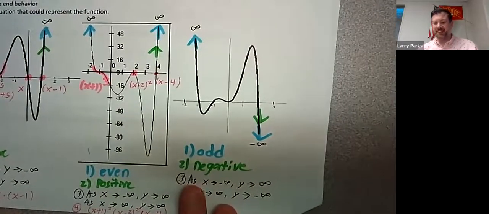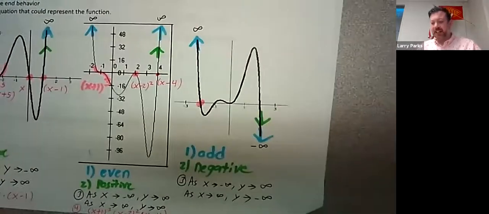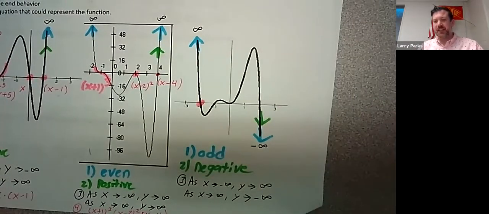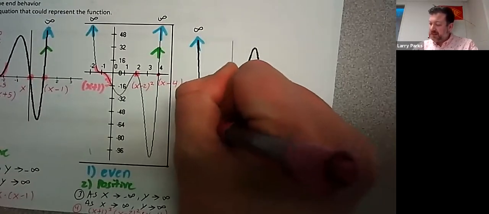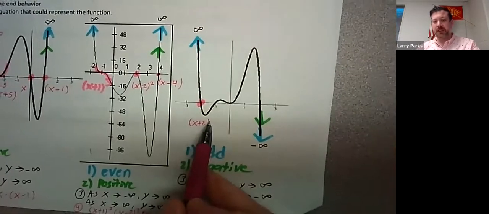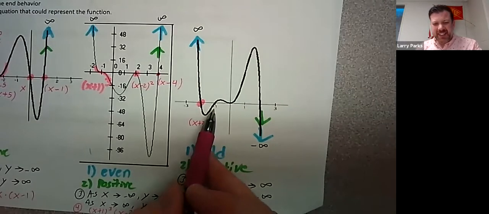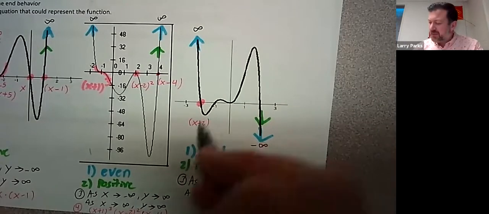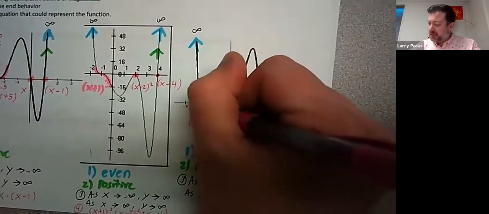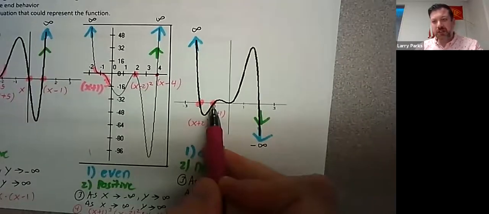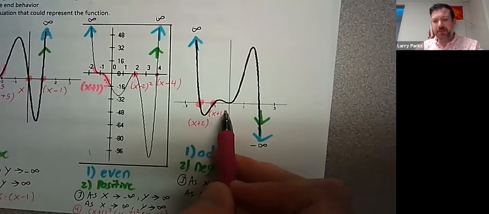Next one. My solution is here at negative 2. If the solution's negative 2, the factor is x plus 2. It goes straight through, so it's going to be to the first. Here, it looks like my solution is negative 1. If the solution's negative 1, the factor is going to be x plus 1. And it looks like it goes straight through, so it's going to be to the first.